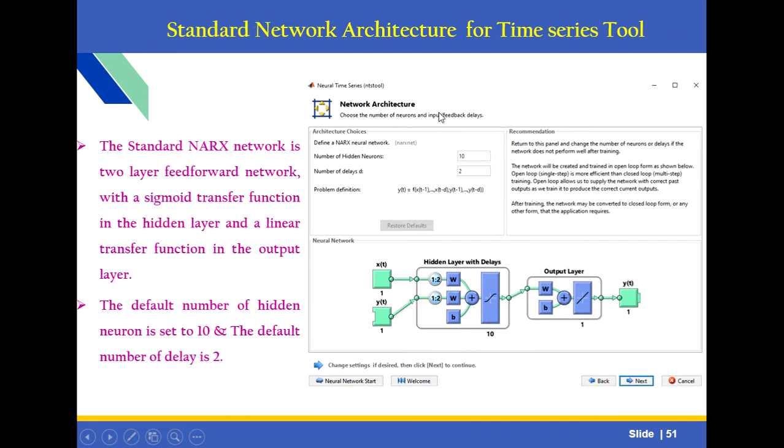Here is the standard network architecture for the time series tools. Choose the number of neurons and input feedback delays. Here you have to choose the feedback delays also. Here the architecture choices define your nonlinear autoregressive neural networks. The number of hidden neurons you set is 10, and the number of delay values you set is d.